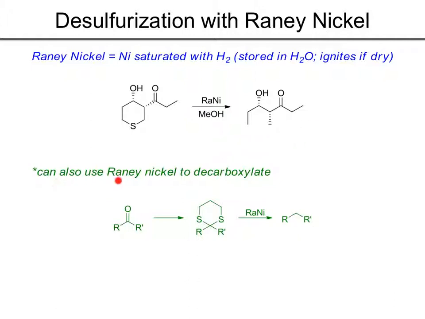We can also use Raney nickel to decarboxylate. So if we do a two-step synthesis, we can take a carbonyl, like a ketone or an aldehyde, convert it to the dithiane, and then reduce both carbon-sulfur bonds with Raney nickel to get just the alkane.